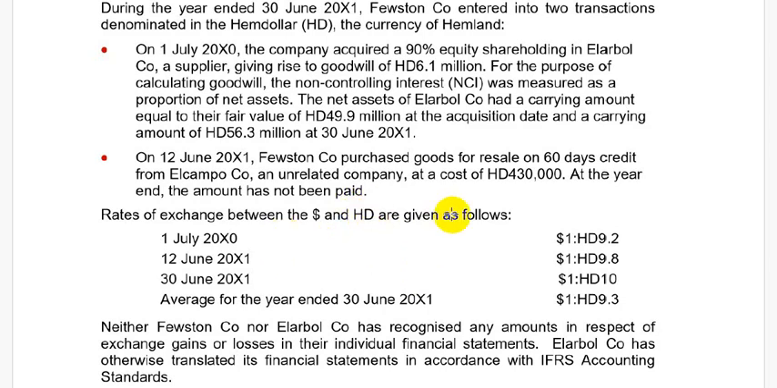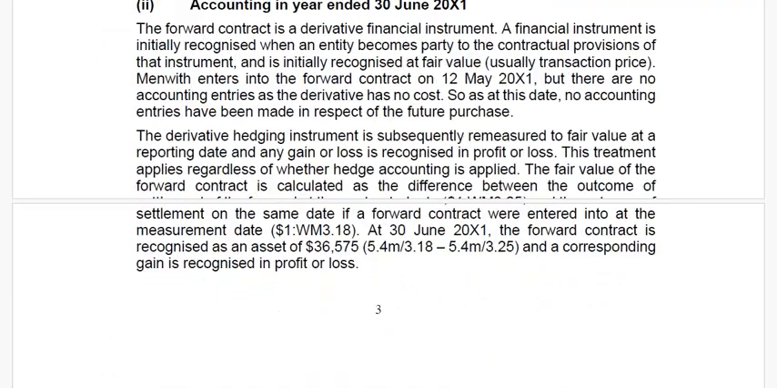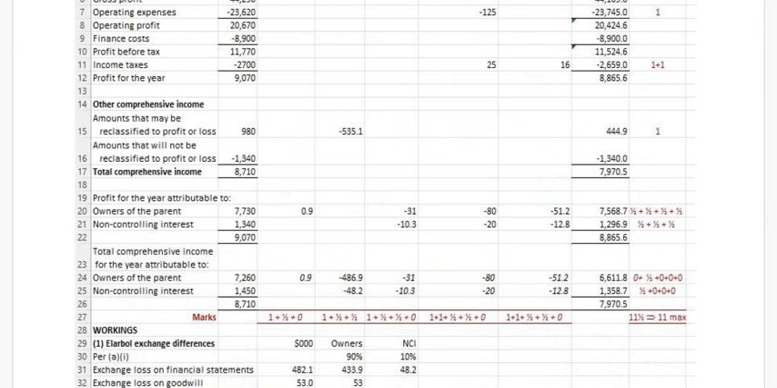So the whole translation gain will bring it under the parent. Okay, we bring it under the parent. So it will be both under the parent and profit for the year attributed to owners and total comprehensive income attributed to the owners.